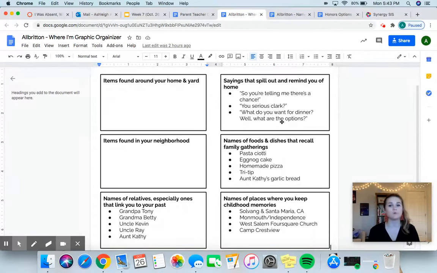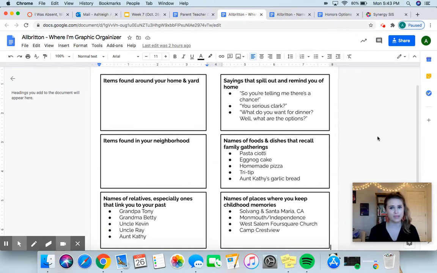What do you want for dinner? Well, what are the options? My mom would make dinner almost every night. It was very rare for us to go out to eat, and often she would ask us, what do you want for dinner? And I thought that was such a vague question, so I would respond with, well, what are the options? Like, give me some choices.